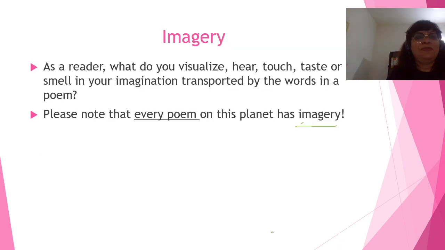Imagery. When you talk about imagery, what exactly do you mean? Sometimes students feel imagery, ma'am, always has to do with seeing something. No. Imagery doesn't always mean to see. Over here, I've written: what do you visualize, hear, touch, taste or smell in your imagination, transported by the words in a poem? That's what I've said. Now let's see.